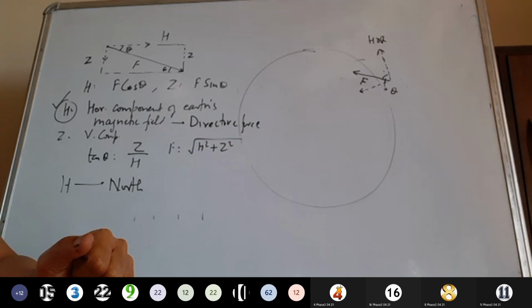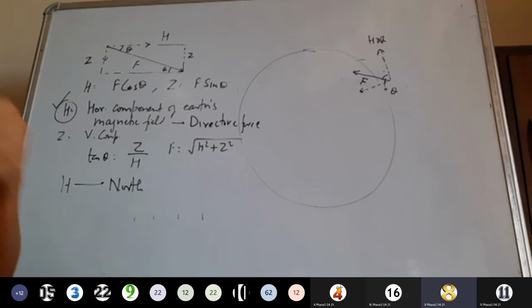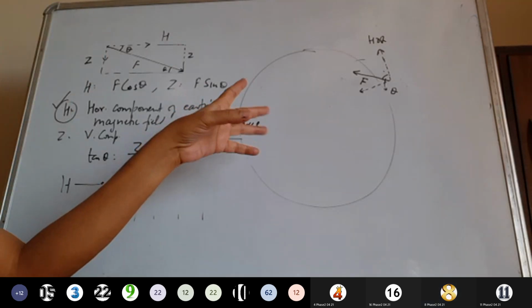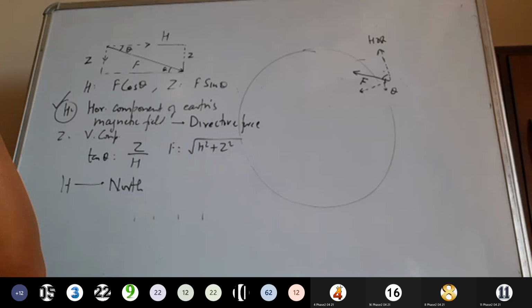Hello. Sir, but if you are in the southern hemisphere, won't it point in the other direction, sir? No, we'll go to the southern hemisphere later. But northern hemisphere, you have understood? Yes, sir.